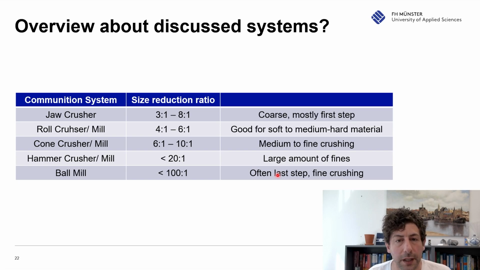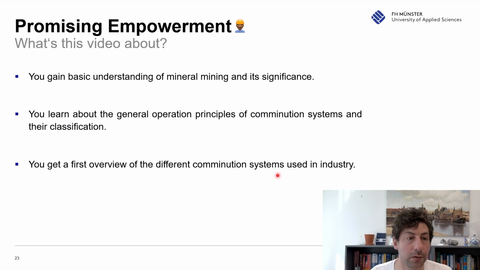And therefore I would like to end the video. So I hope you get a basic understanding of the mineral mining process, and its significance, right? The exponential growth of mining and the process of how we get gold from ore. You learned about the general operation principles of comminution systems and their classification: impact, stress, shear, and so on. And I hope also you get a first overview of the different comminution systems: hammer mill, hammer crusher, jaw crusher, ball mill, and so on. And with this, I would like to end the video.